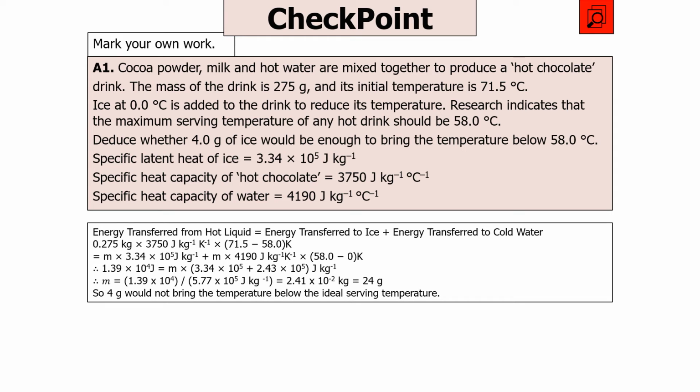So we can work that through, and we've got M coming out as a constant term. So as you can see here, M is going to equal 1.39 times 10 to the 4 over 5.77 times 10 to the 5, which equals about 24 grams. So adding 4 grams wouldn't bring the temperature below the ideal serving temperature. You would in fact need 24 grams for this to work.